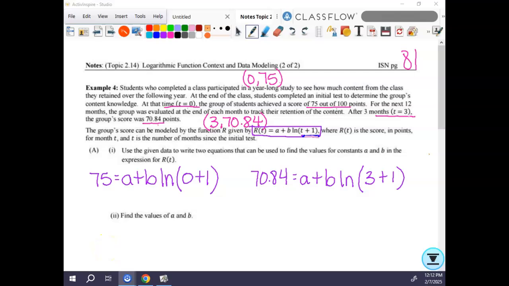All right, so we are revisiting this first part that we already looked at. Let's reread the question so we know what to do here. Students who completed a class participated in a year-long study to see how much content from the class they retained. So at the end, they took a test. When time t equals 0, they had a 75. That's where we got this ordered pair, okay? When t equals 3, it was 70.84. That's where we got this ordered pair, right?